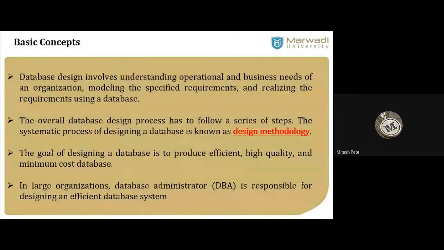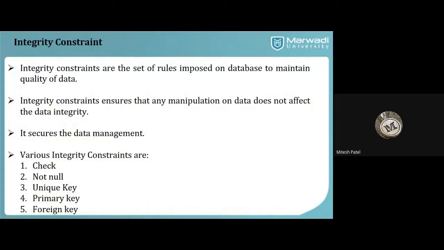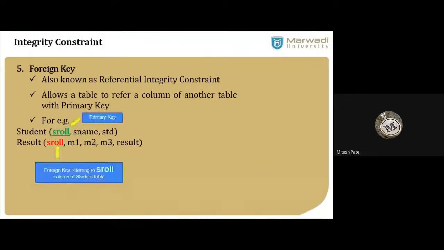Okay, basic concept, definition of design methodology. Then after integrity constraints: not null, unique key, primary key, foreign key, check constraint, which will check the condition. Not null: you cannot leave it empty. Unique key: it should be unique, no duplication. Primary key: it should be unique, no duplication, but the value cannot be null. Foreign key: the primary key of one table will be used in another table. It is known as the foreign key, right?